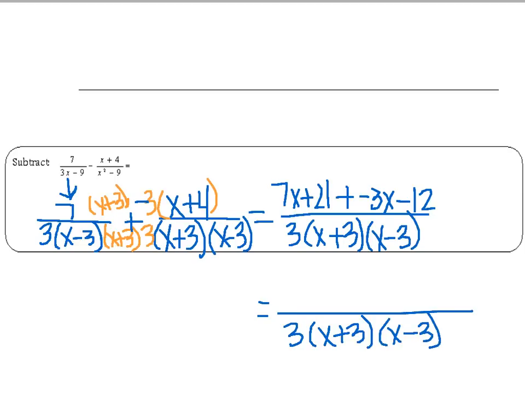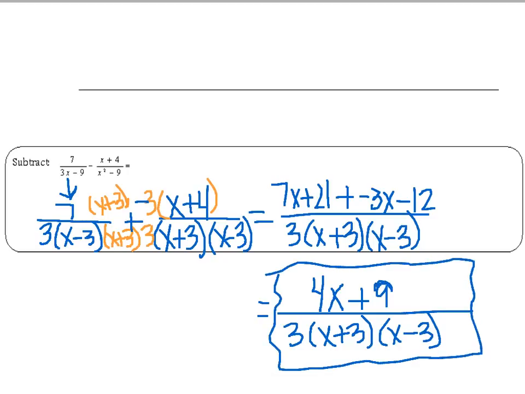And then the top, let's combine our like terms. 7x plus a negative 3x is 4x. 21 plus a negative 12 is 9. So my top becomes 4x plus 9. And that's my final answer. I can keep the bottom in that form.